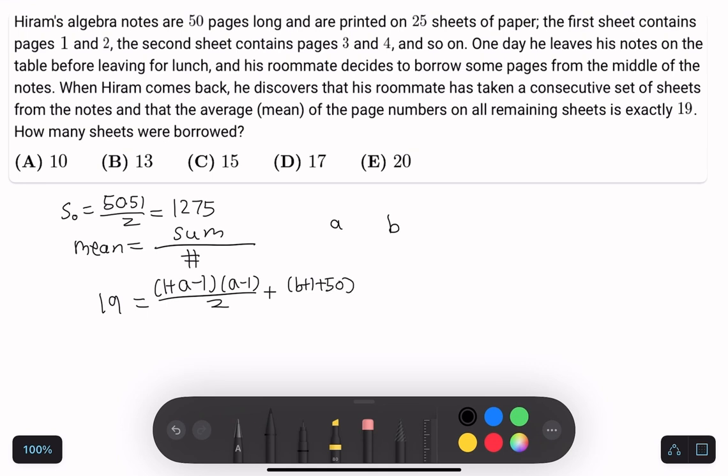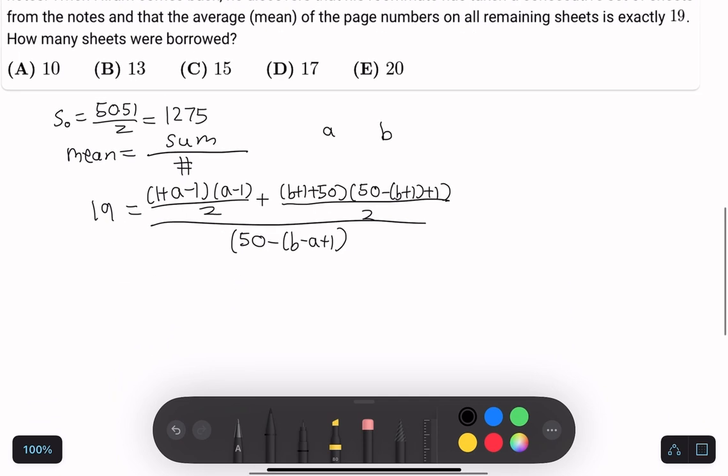From page B plus 1 to page 50, there are a total of 50 minus B plus 1 pages. Divide that by 2. So this fraction plus the other fraction I just wrote down is the sum of the page numbers remaining. Now we have to divide that by the number of pages remaining. The number of pages remaining would be 50 minus the number of pages borrowed. The number of pages borrowed is B minus A plus 1. So the number of pages remaining is 50 minus B minus A plus 1.